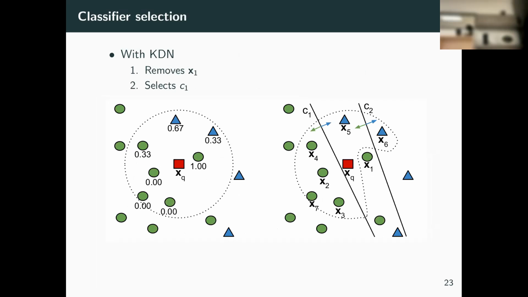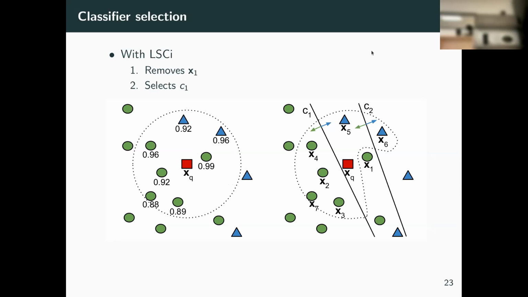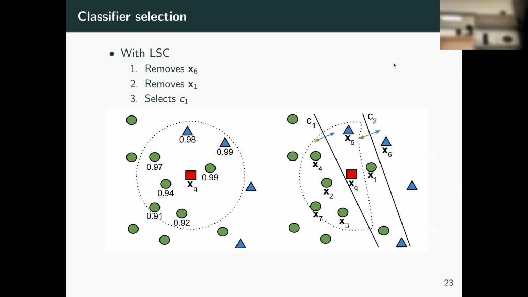So in this example, if we were estimating the hardness using the KDN, we would remove X1 first, and then C1 would already label everyone correctly. The KDN imbalance will be the same. The local set cardinality imbalance also. And for the local set cardinality, this is a tie. So we would first remove the furthest from the sample, which is the tie rule, and then X1. You would still select C1 as the correct classifier.